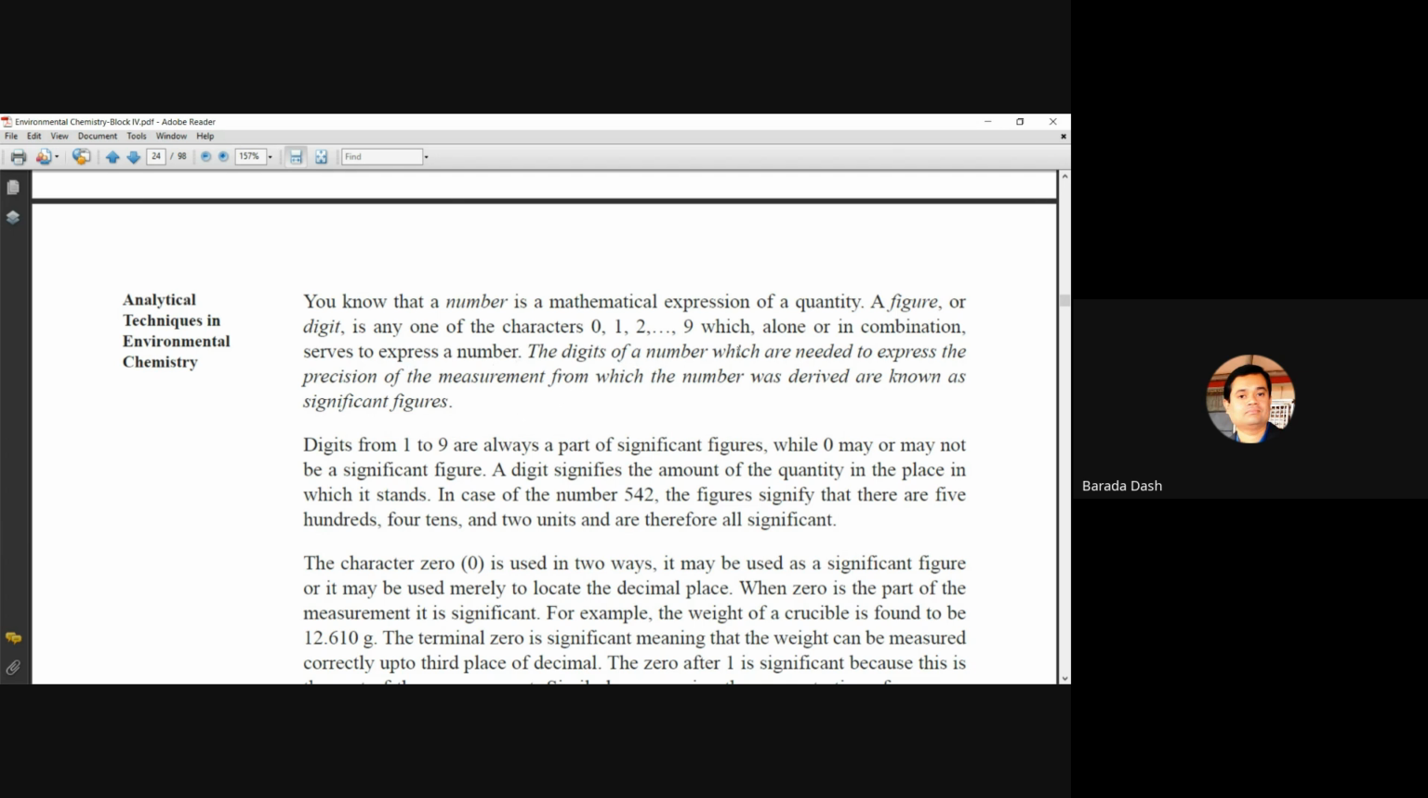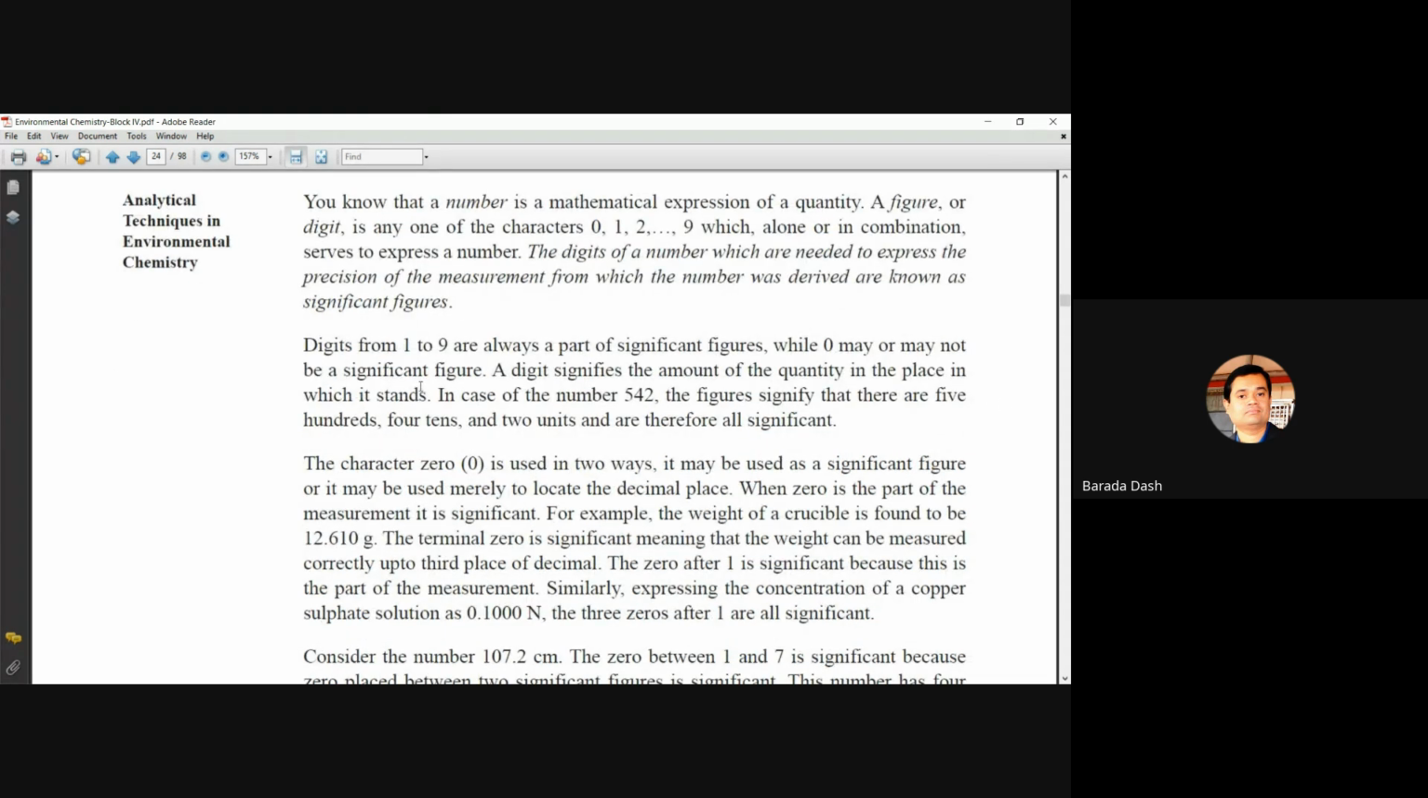The digits of a number which are needed to express the precision of the measurement from which the number was derived are known as significant figures. Digits from 1 to 9 are always a part of the significant figures, while 0 may not be a significant figure. A digit signifies the amount of the quantity in the place in which it stands.